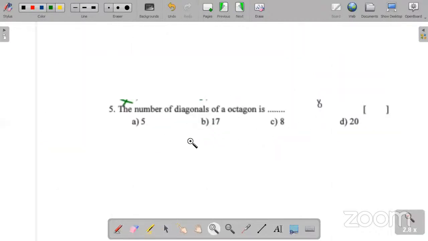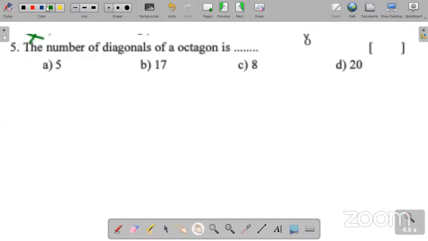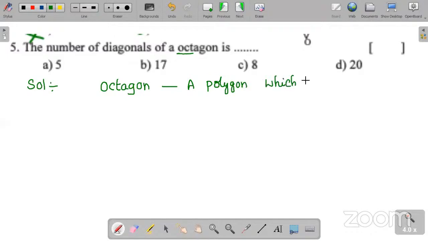Here, see the number of diagonals of an octagon. Octa means 8 sides. So the number of diagonals we need to find out. Octagon means a polygon which has 8 sides. A polygon which has 8 sides is called an octagon. That means here n is equal to 8.